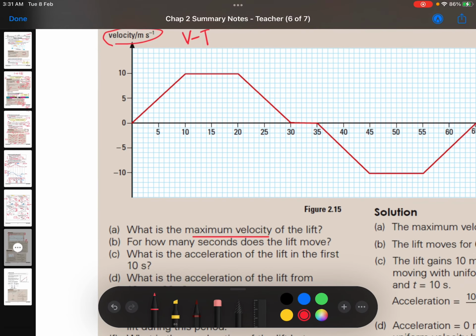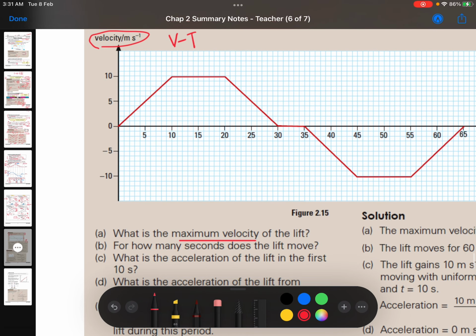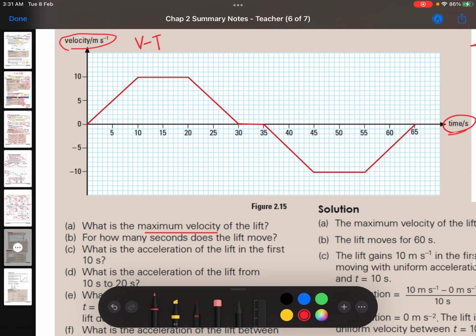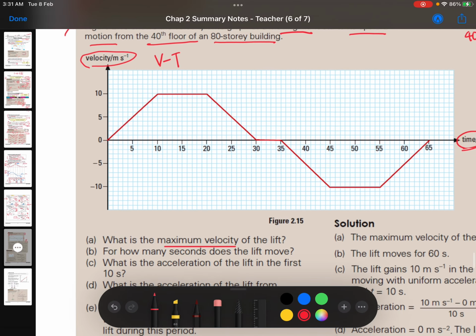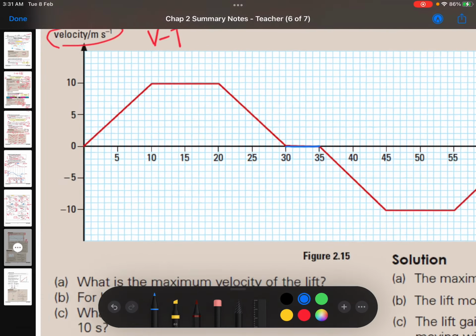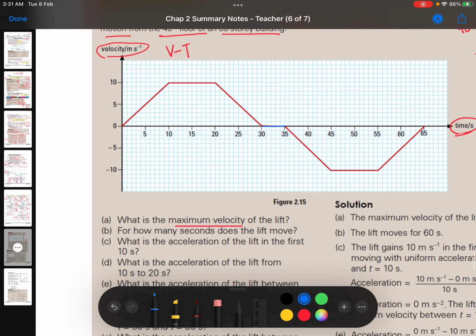Okay, next. The next question says, for how many seconds does the lift move? Now you got to be very careful here, because you notice you have a lift that has been moving all this while, but there is a duration where the velocity is 0. Where is it? I am talking about this. So for this part, the lift is not moving.